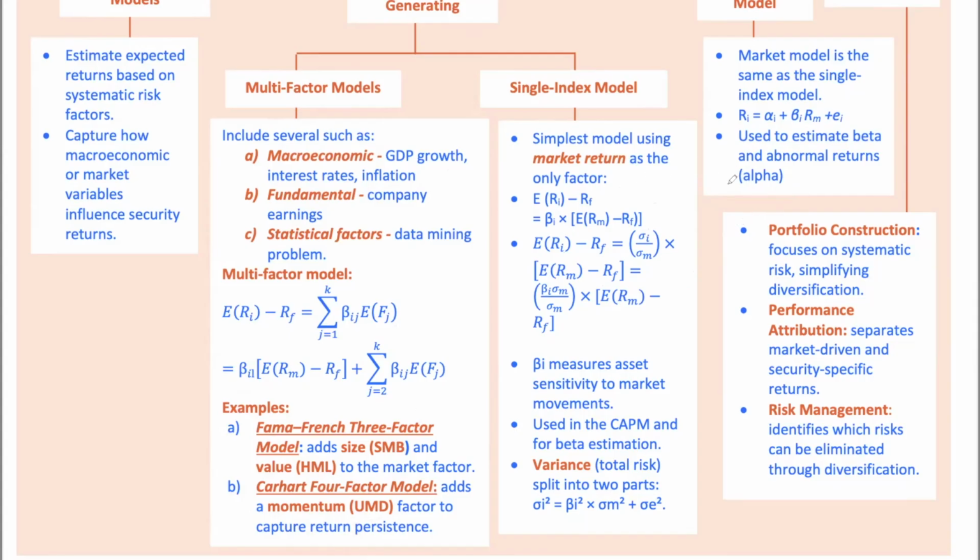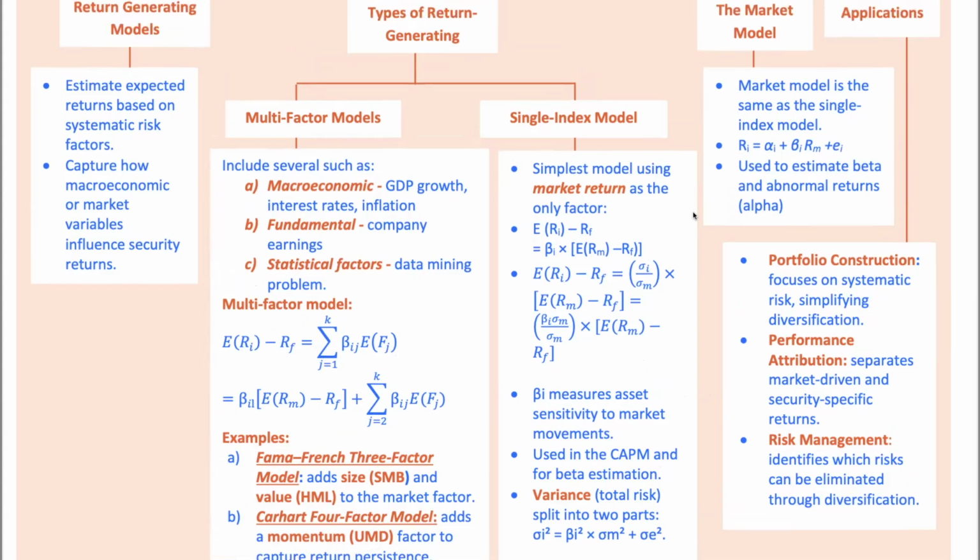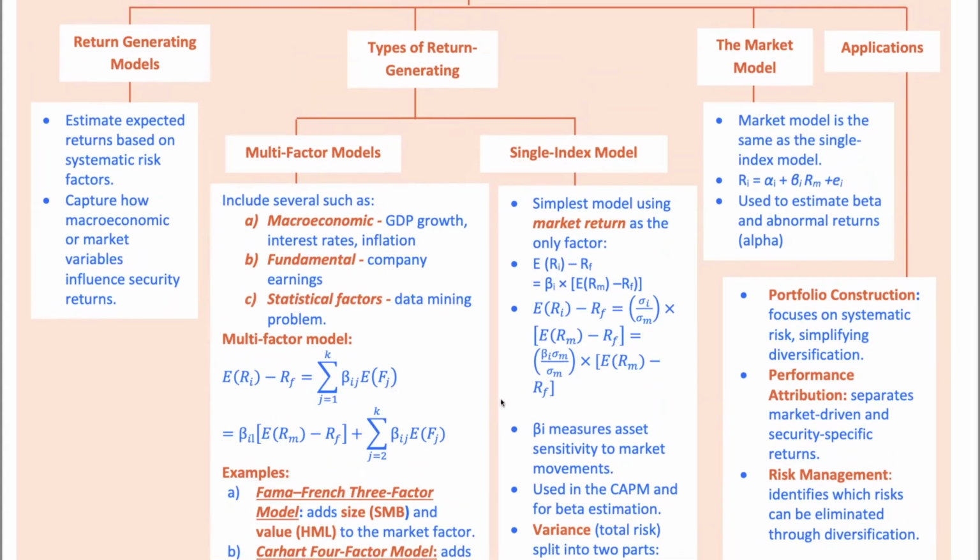And if you use realized returns instead of expected ones, you can separate total risk into systematic and non-systematic components. So total variance equals market-related variance plus firm-specific variance. That's just the math version of what we said earlier. Total risk equals systematic risk plus non-systematic risk.